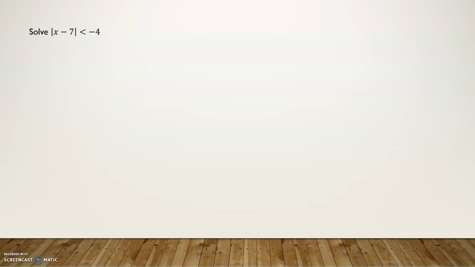All right, this is part 5 of section 2.7. We're talking about absolute value inequalities. So let's look at this one: absolute value of x minus 7 less than negative 4.